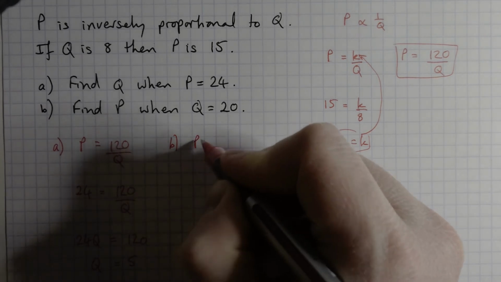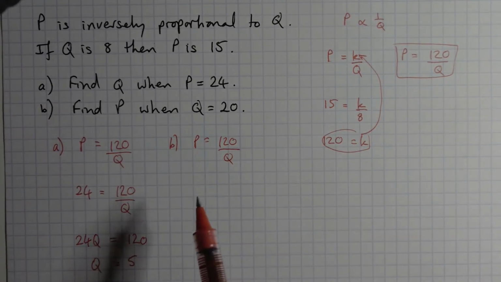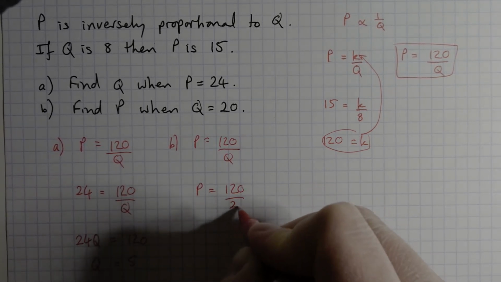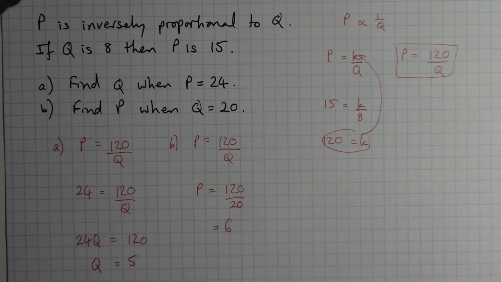Part B, P equals 120 over Q. Let's do it. I know that Q is 20. So P equals 120 over 20. Great, that's just the same as 12 divided by 2. That is 6. P equals 6.